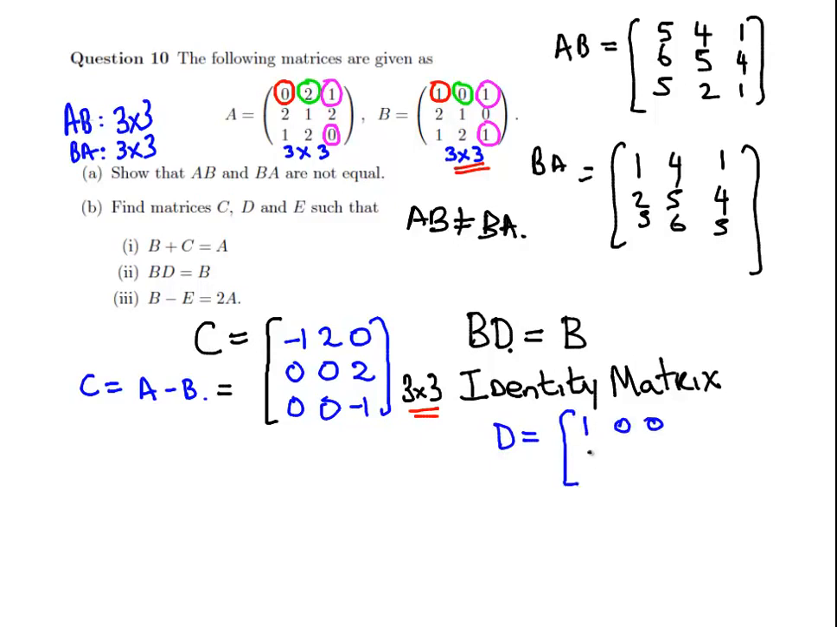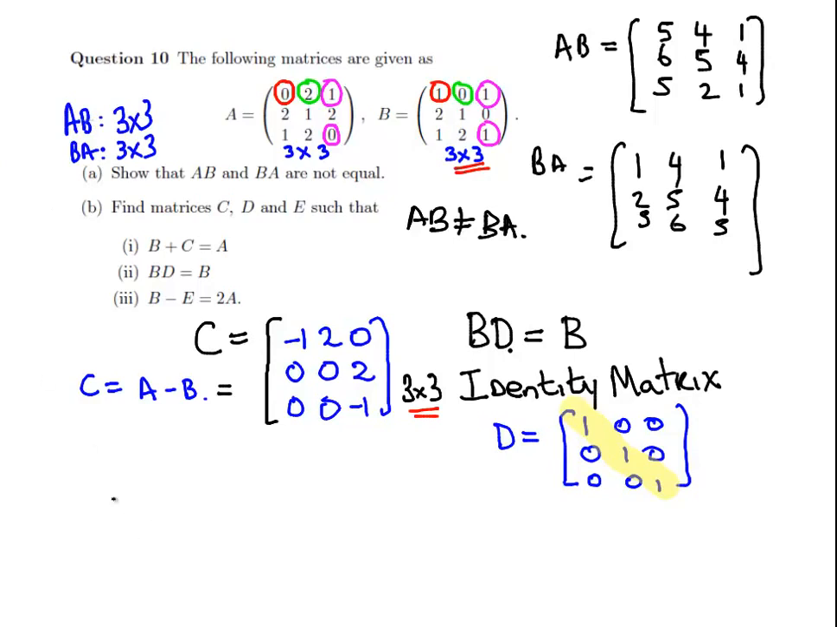1, 0, 0, top row, 0, 1, 0, and 0, 0, 1. Okay, and just notice, I'll highlight it here, that we have zeros everywhere except the main diagonal. So the main diagonal contains ones. Other than that, the values are zero. That is the identity matrix. So that's the answer to the second one.